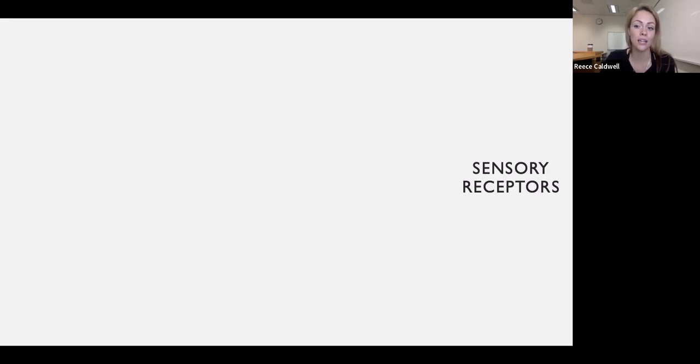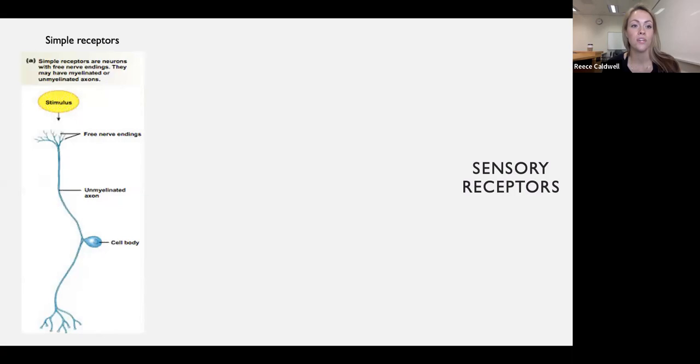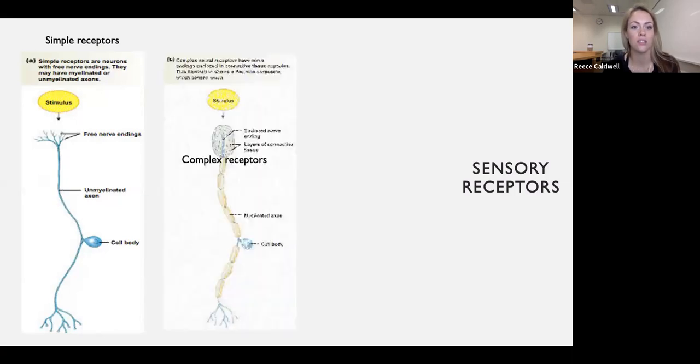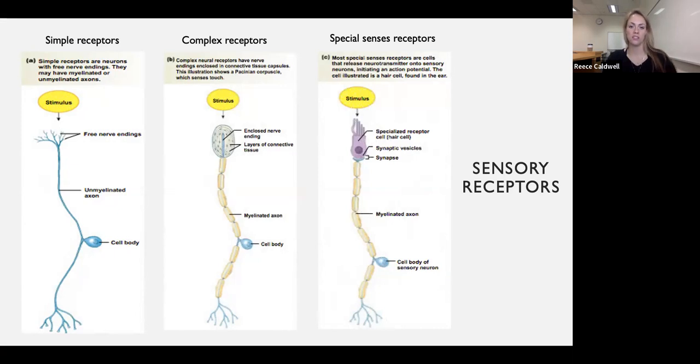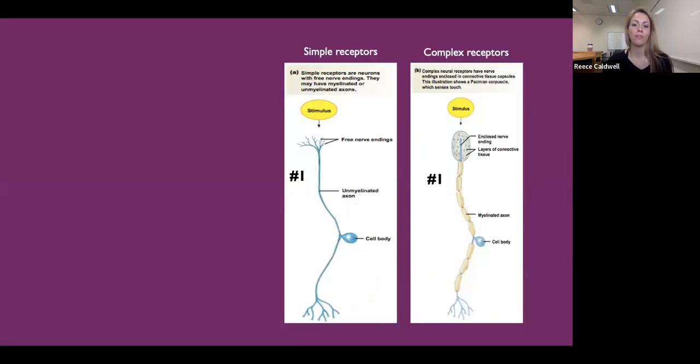Senses are stimuli, and we have 3 receptors that will pick up on them. First, we have our simple receptors, as well as our complex receptors, and then we have our special senses receptors. Our simple and complex receptors work together for one of our 5 senses, and the special sense receptors work individually for our 4 other senses. So let's look at these in depth, talk about what they do and their structural differences.